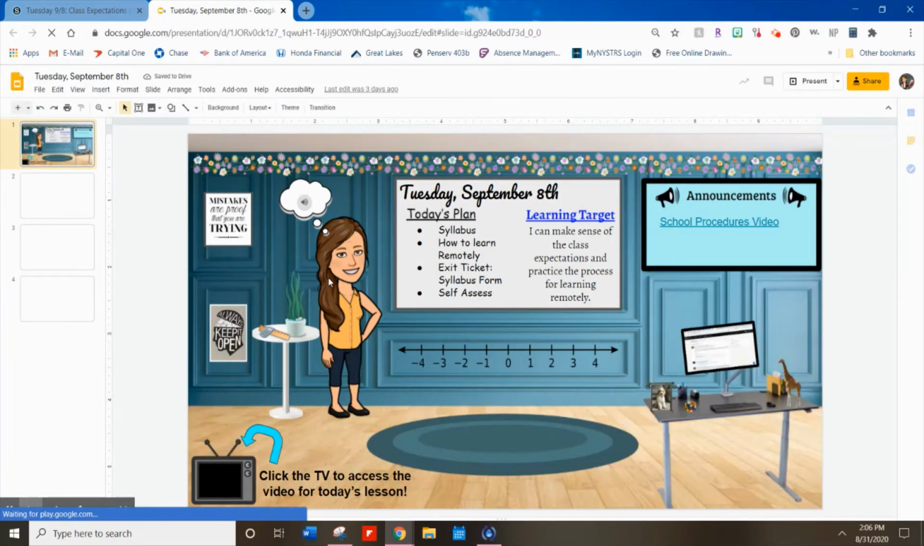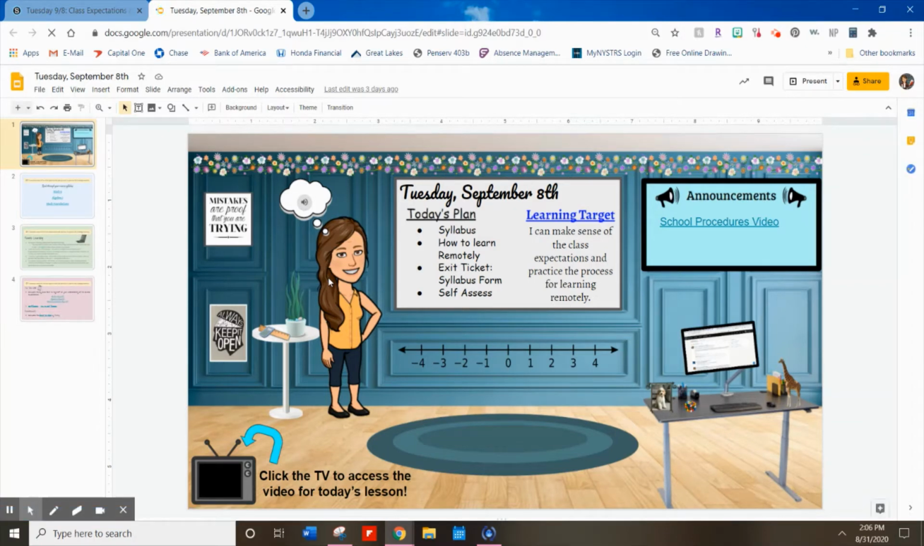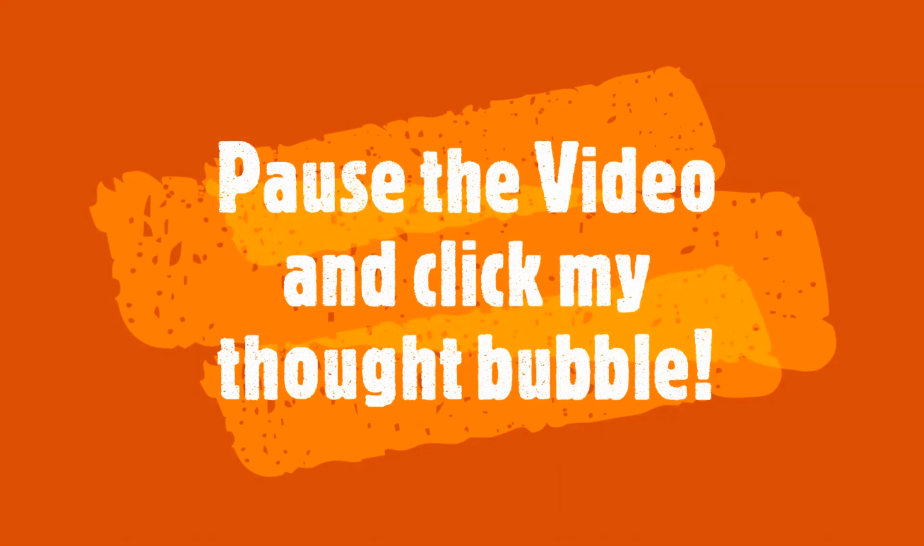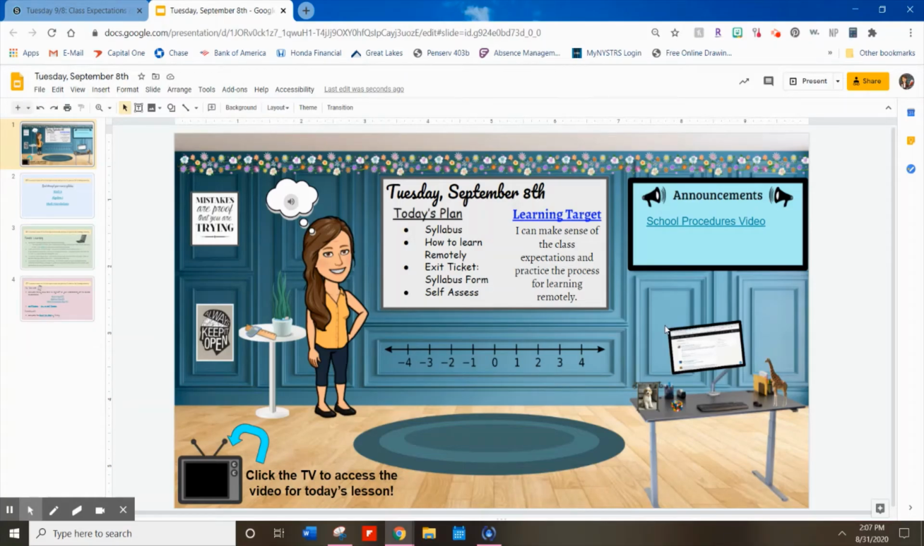Here, you see my Bitmoji classroom. This classroom will be used for both remote learning and in-school learning. Sometimes I will have a thought bubble with some information for you. Pause the video now and click on the thought bubble and see what I have to say. One thing I'd like to add is that there is a link on the announcement board for the school procedures video. Make sure you watch this before you come into school. Let's move to the next slide by arrowing down or clicking the next slide on the left-hand side of your screen.